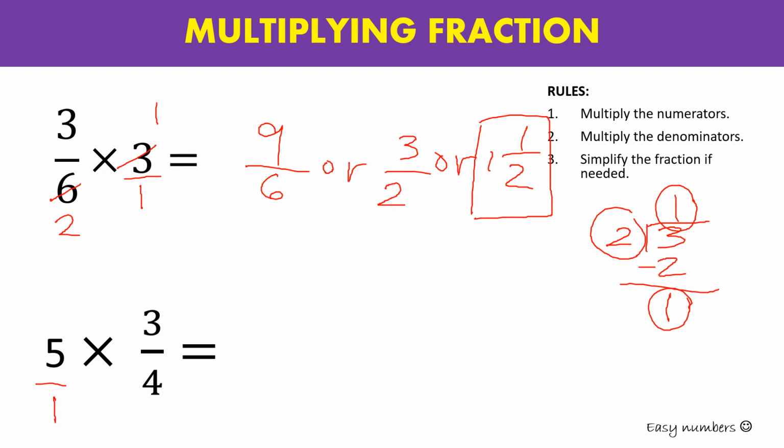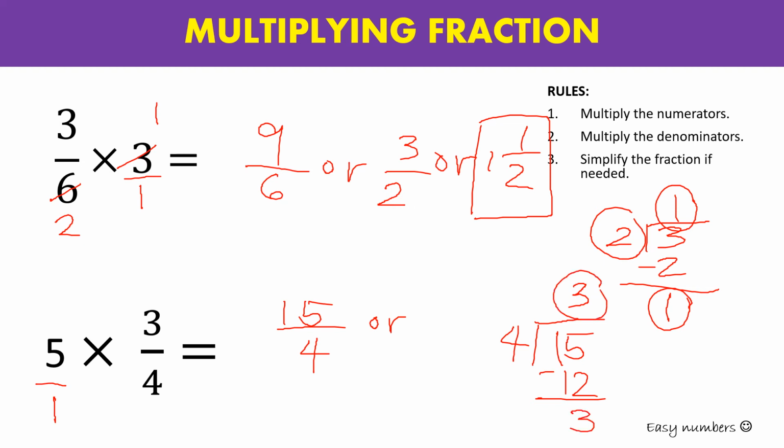Okay, another whole number, we have 5 over 1. So, 5 times 3 is 15 over 1 times 4 is 4. So, therefore, you have 15 over 4, or now you can divide this by 4, yung 15. So, you have 15 divided by 4 is 3. Then, 3 times 4 is 12. And then, subtract. 15 minus 12 is 3. So, therefore, this is your whole number, numerator, and then denominator. So, you have 3 and 3/4.